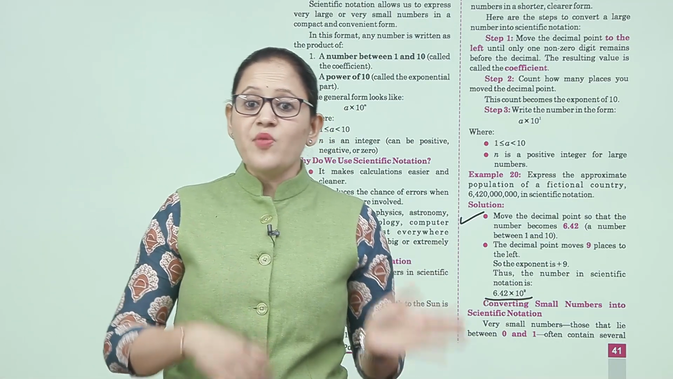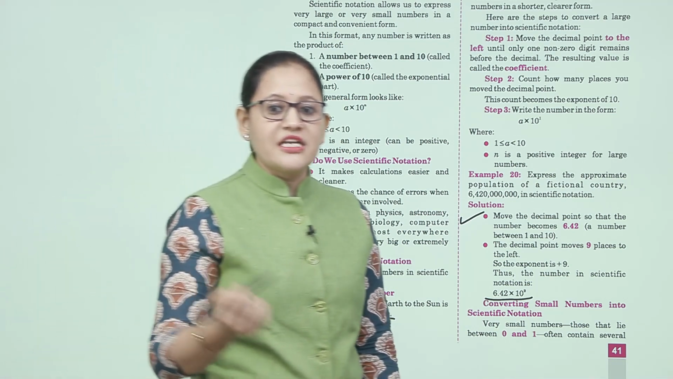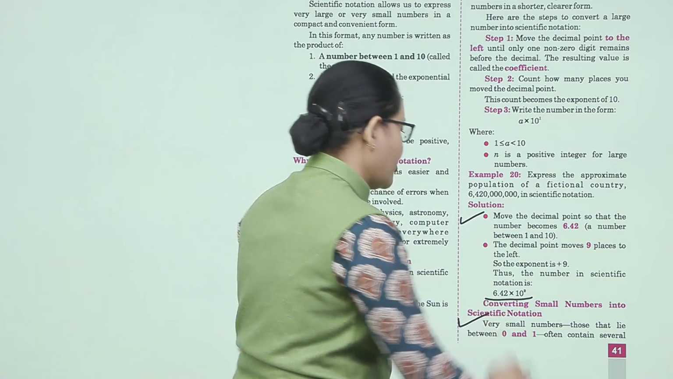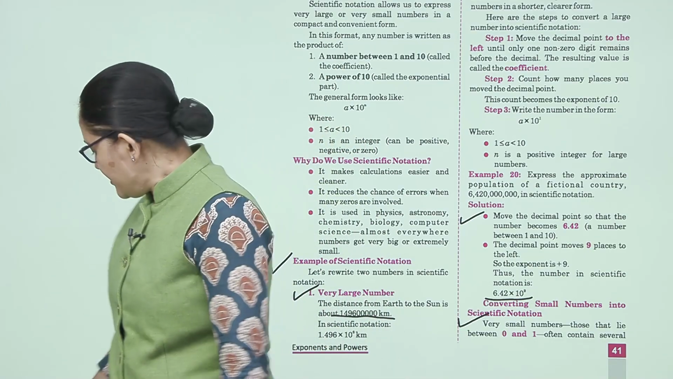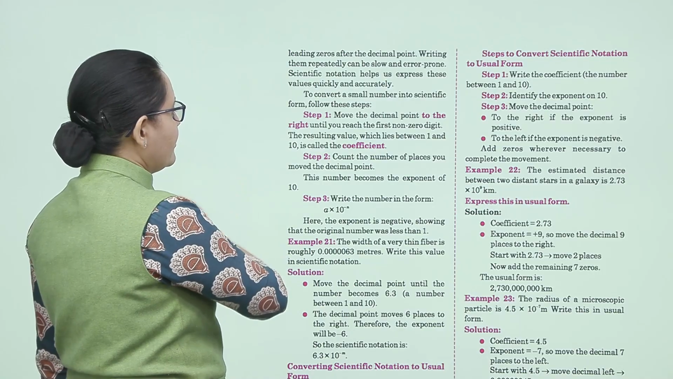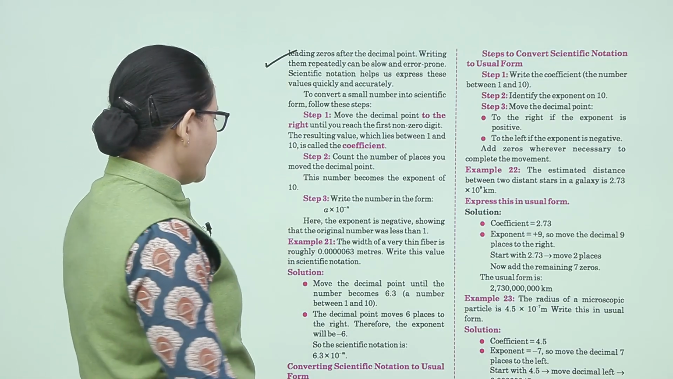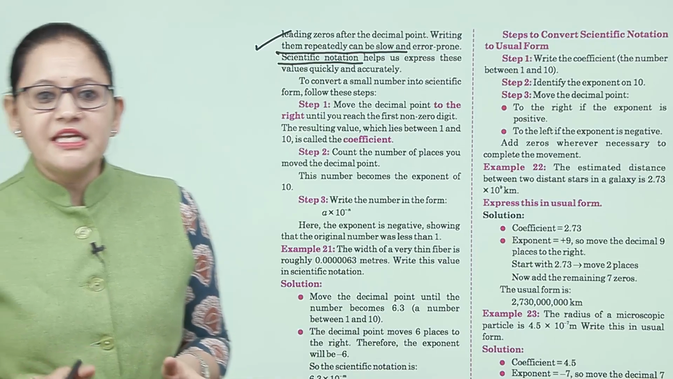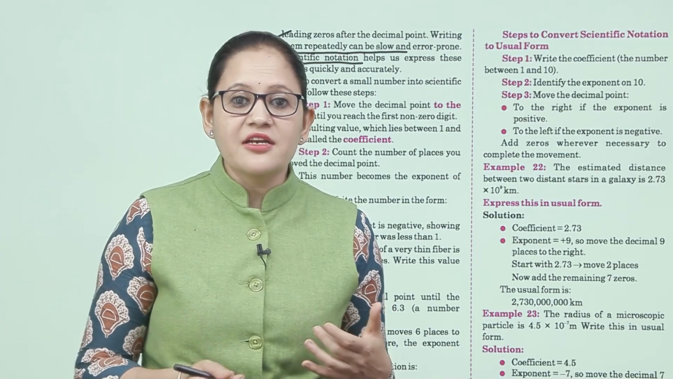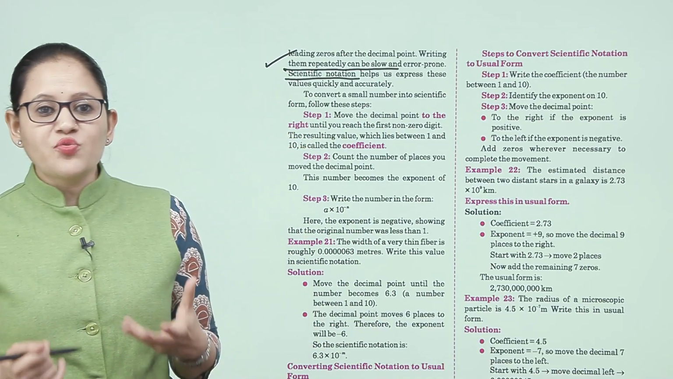Now, converting small numbers into scientific notation. Very small numbers, those that lie between 0 and 1, often contain several leading zeros after the decimal point. Writing them repeatedly can be slow and error prone. Scientific notation helps us to express these values quickly and accurately.